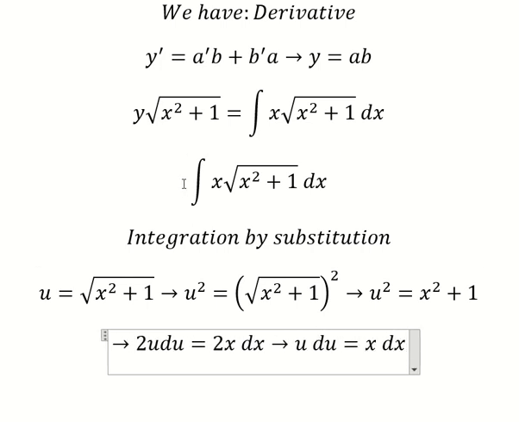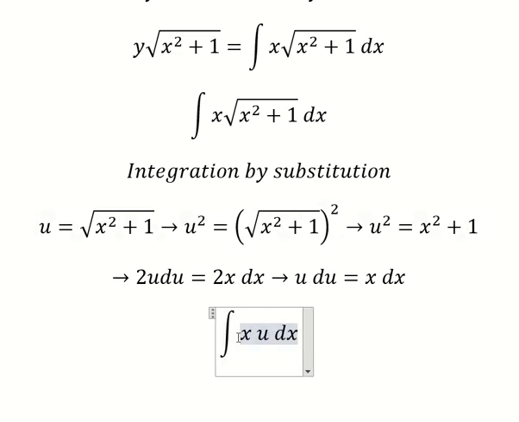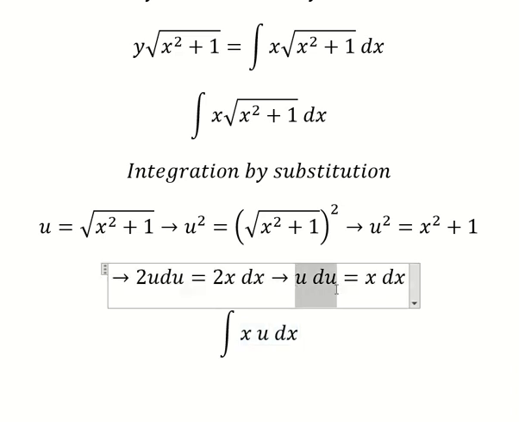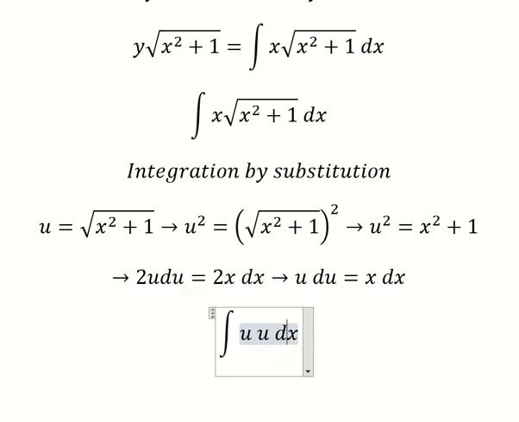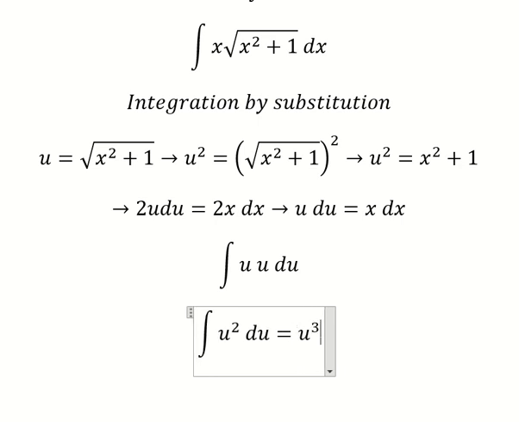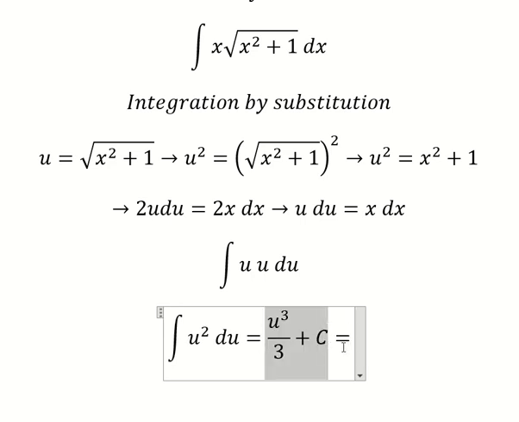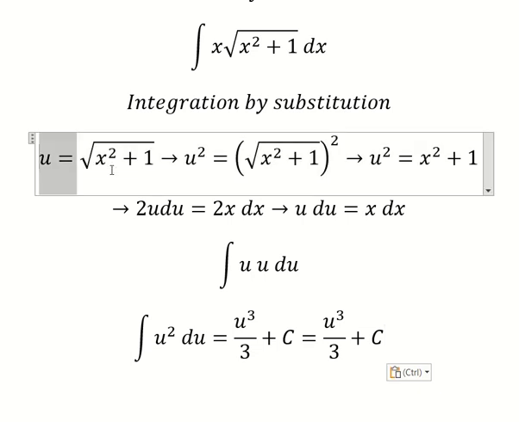So we simplify. This one is u du, and this one is s ds. So u du, that is u squared. The integral of this one is u to the power of 3 over 3, and I will put plus c, with u from here.